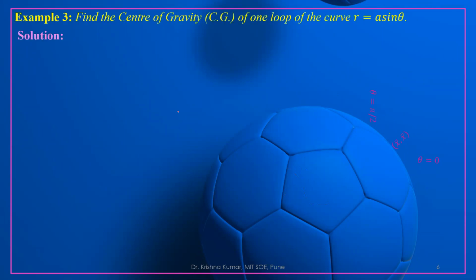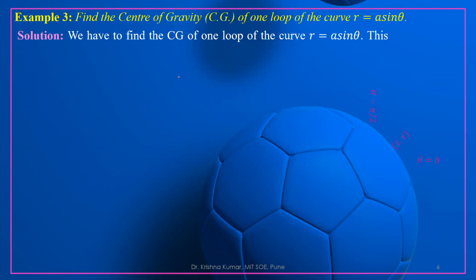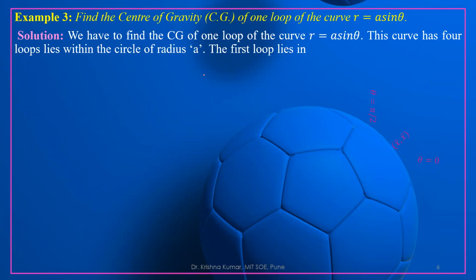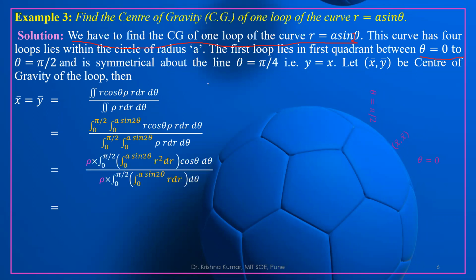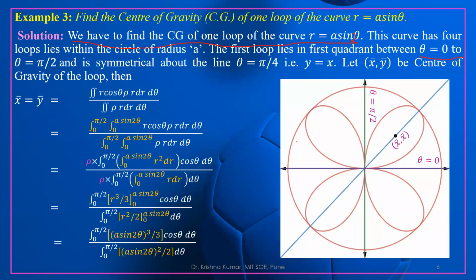Let us find out the center of gravity of now it is what. I will leave this part because it is the same thing. Find the center of gravity of one loop of the curve r equal to a sine theta. So we have to find the center of gravity of one loop of the curve r equal to a sine theta. No, this is a sine 2 theta. This curve has 4 loops lies within the circle of radius a. The first loop lies in the first quadrant between 0 to pi by 2. Let us trace this curve. We have already traced this curve.